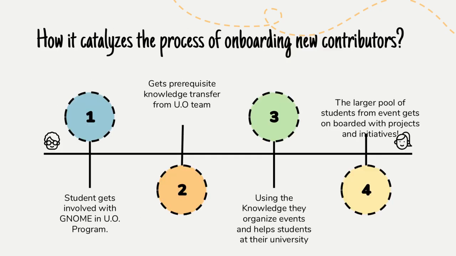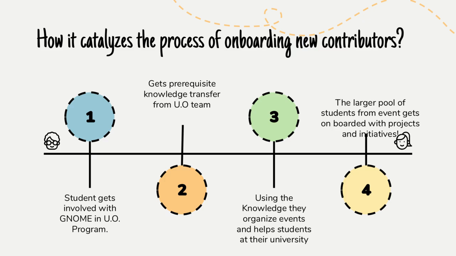Next is how does the University Outreach Initiative catalyze the process of onboarding new contributors. This is a short timeline which shows how a student gets involved with GNOME step by step. So firstly, the student gets involved with GNOME in the university outreach program. Like we reach out to the student, or in some other way, the student gets involved with the university outreach program. First of all, then they get prerequisite knowledge transferred from the UO team.